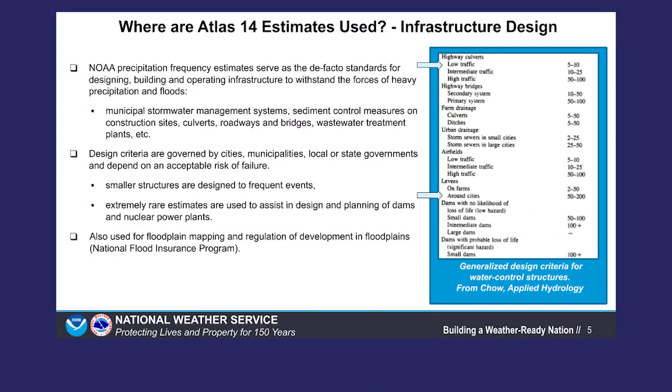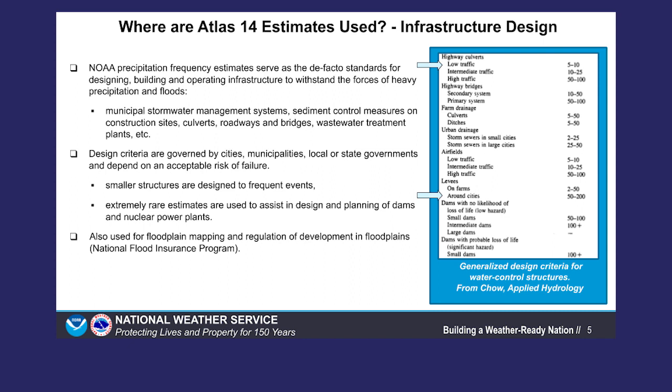Atlas 14 precipitation frequency estimates serve as the de facto standards for designing, building, and operating infrastructure to withstand the forces of heavy precipitation and floods, or to plan the availability of water supplies. They are referenced or used in calculations in local, state, and federal codes, regulations, and permits. For example, they appear in voluntary consensus standards for designing and operating projects such as municipal stormwater management systems, sediment control measures on construction sites, culverts, roadways, bridges, wastewater treatment plants, and many more.